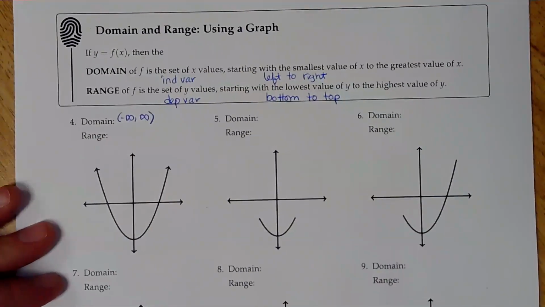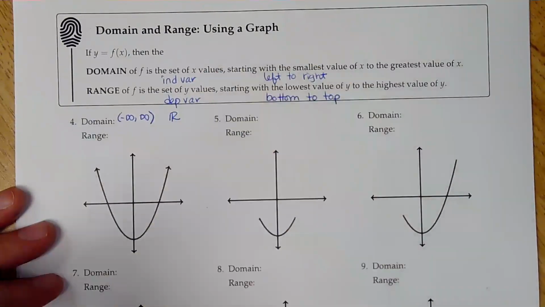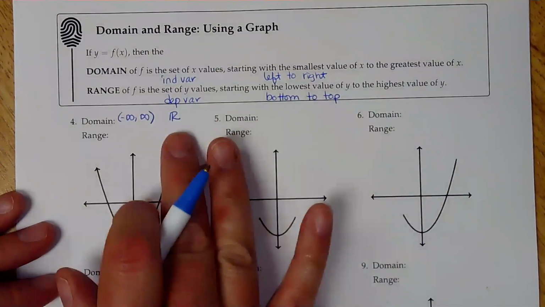So all real numbers. And another way of writing that would just be to write the capital letter R with the extra bar on the back edge. And that represents all real numbers. So these two things are equivalent.